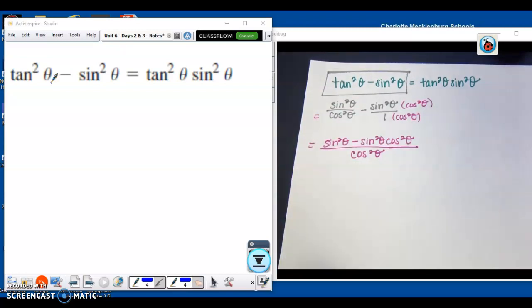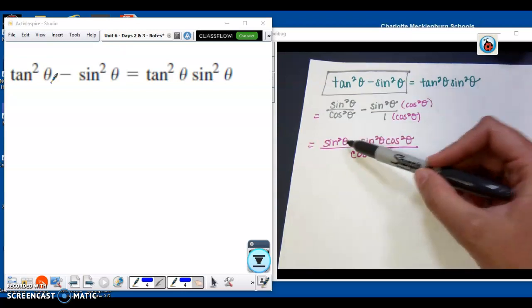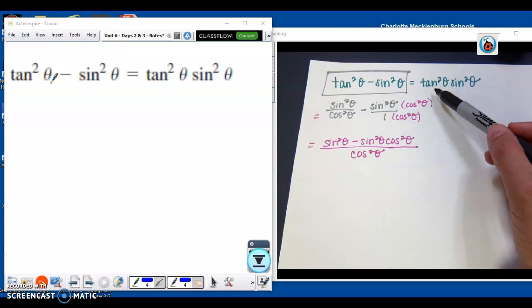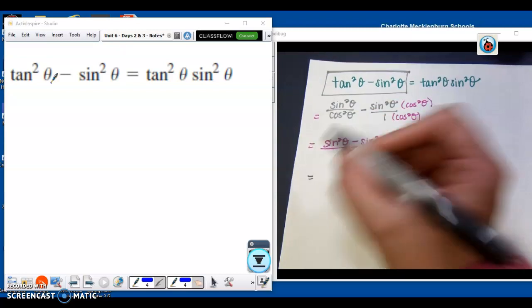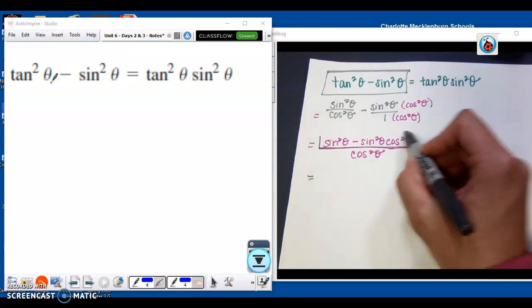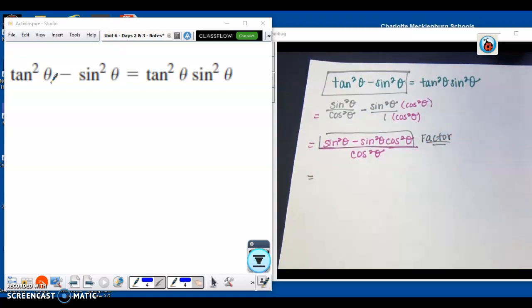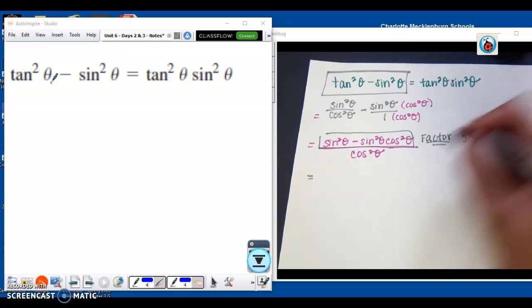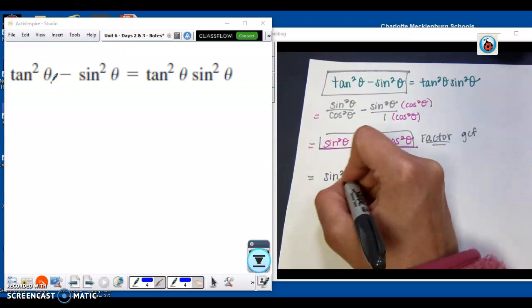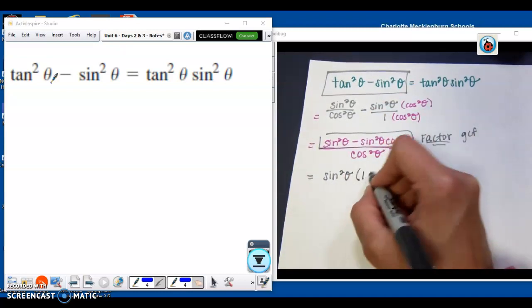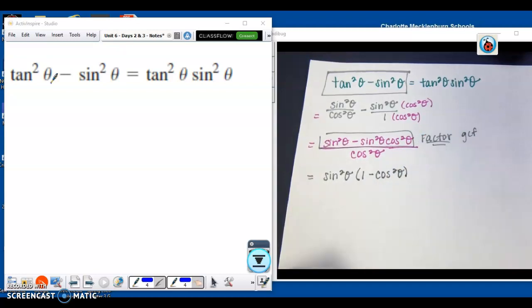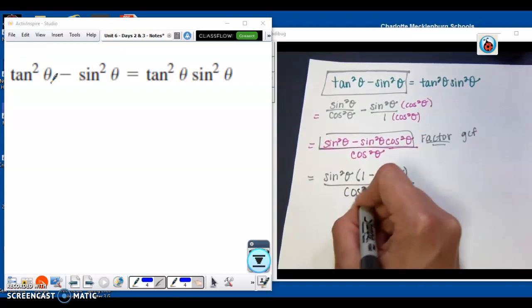Okay, always keep taking a look at what we're trying to get. We want to turn this into tangent squared times sine squared. Doesn't look like that at all. But if you notice, I have this sine squared over cosine squared that turns into tangent squared. And so that might help a little bit. So what we're going to do here is we're going to actually factor. So sometimes you'll be factoring in the middle of the problem. We're going to factor the numerator. So factoring will just be a GCF here. So the GCF would be sine squared theta. We take that out just in the numerator, we'll have 1 minus cosine squared theta left. And then still over cosine squared theta.